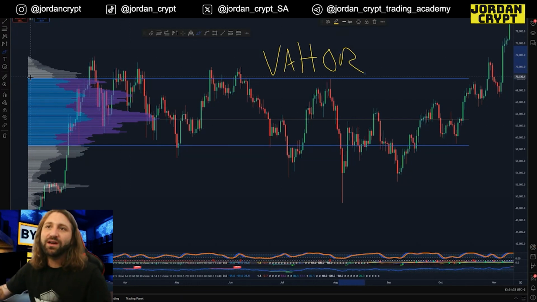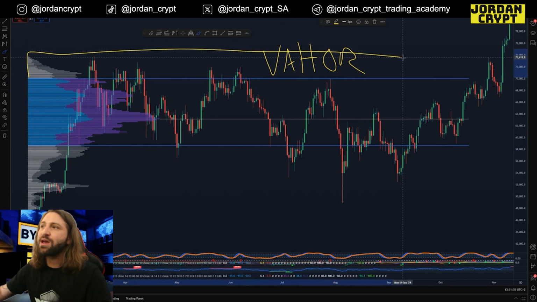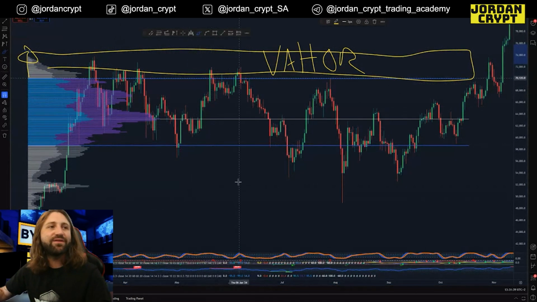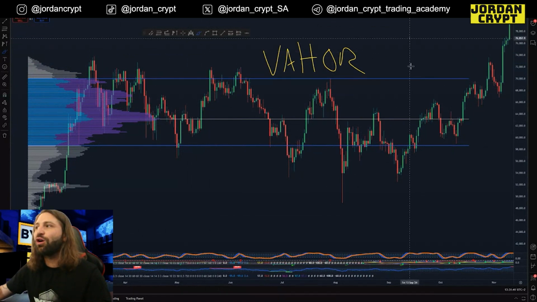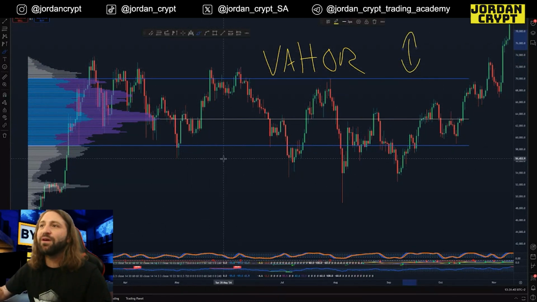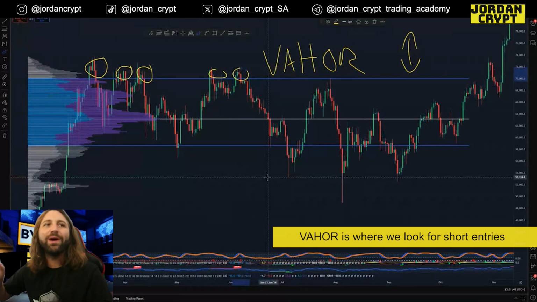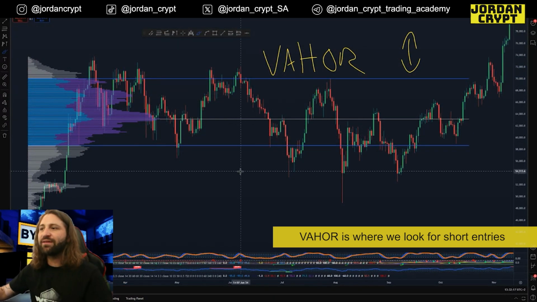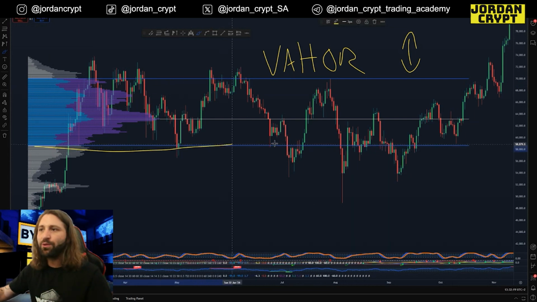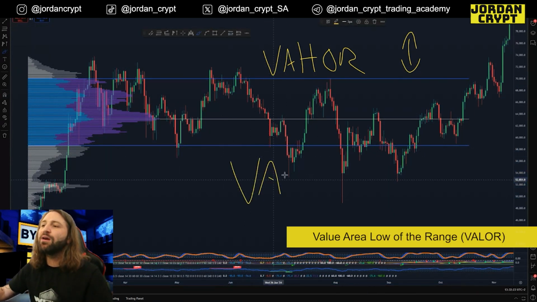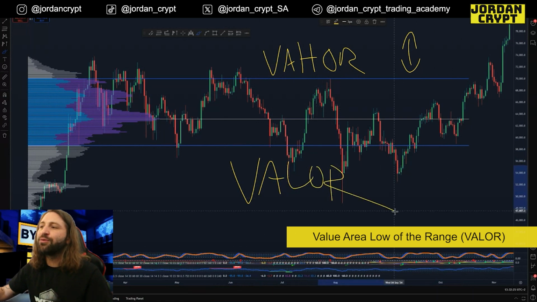And what we see here is this entire area above this blue line to the top here is the value area high of the range. Very important. This is where we look for our short positions, and you always want confluence. Okay, very important to understand that this blue line at the bottom tells us the value area low of the range.